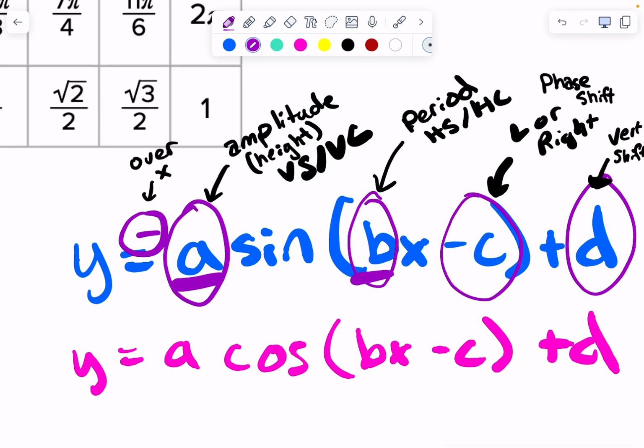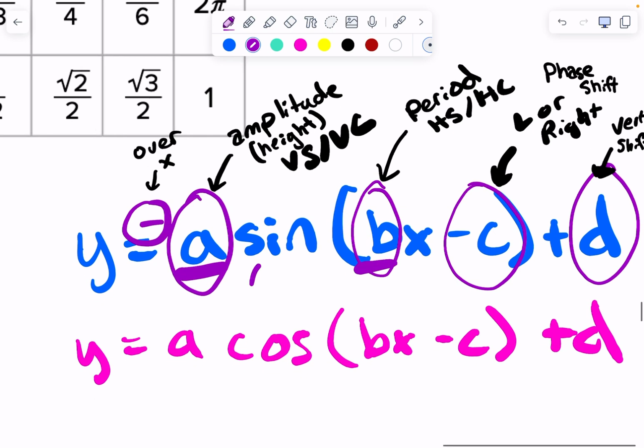Now, it doesn't matter if you're graphing sine or cosine. All of those numbers are going to mean the same thing, right? A, B, C, D does the same thing for sine as it does for cosine. It's just that sine goes like this versus cosine goes like this. That's the difference between sine and cosine. It just tells you what your first function looks like.